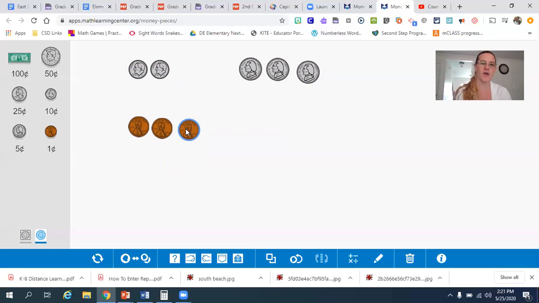When I start counting the value of a set of coins, I'm going to start counting by the largest value first. So I'm going to start with my dimes. Dimes are worth 10 cents. How much is a dime worth? Right, it's worth 10 cents.